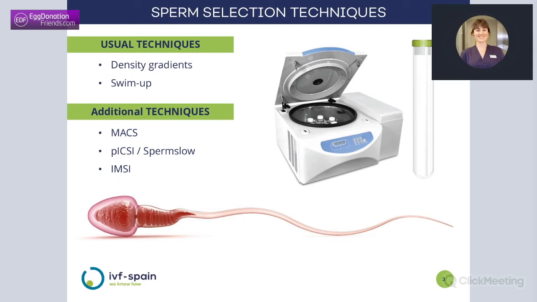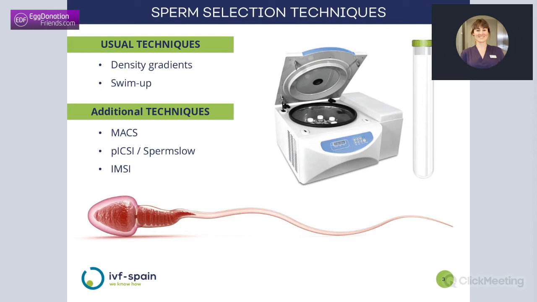And the fastest and strongest and most alive sperm cells will be able to climb up this media, so they will be able to swim up. This is why the technique is called swim up, until the upper layer of the media. So after some time, we will remove an aliquot of the upper layer of the media. And this aliquot is the one that we will use to fertilize.